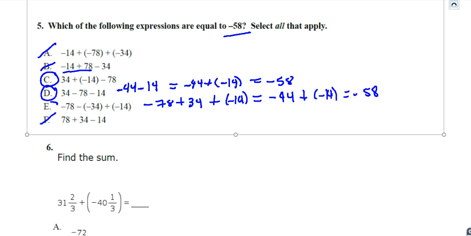So the key to this is just to try them out and use the rules for adding and subtracting integers to confirm that you have the right answer.